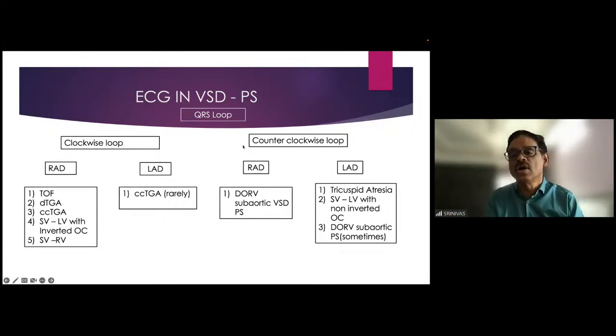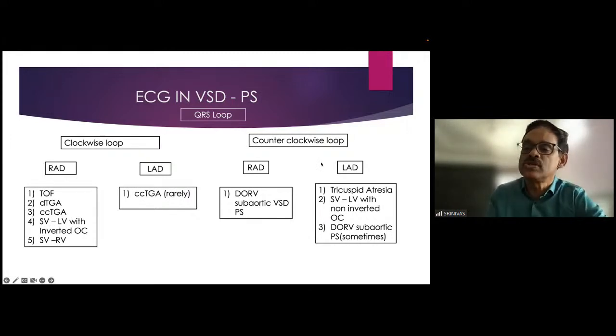Now coming to counterclockwise loop, again you look at the axis, right axis deviation or left axis deviation. Usually counterclockwise loop is associated with left axis deviation. The conditions that cause this are classical tricuspid atresia, VSD-PS, single ventricle of LV morphology with non-inverted outlet chamber, and DORV subaortic VSD-PS, which sometimes can have a left axis deviation that is retained. And counterclockwise loop with right axis deviation, one important example will be DORV subaortic VSD and PS.